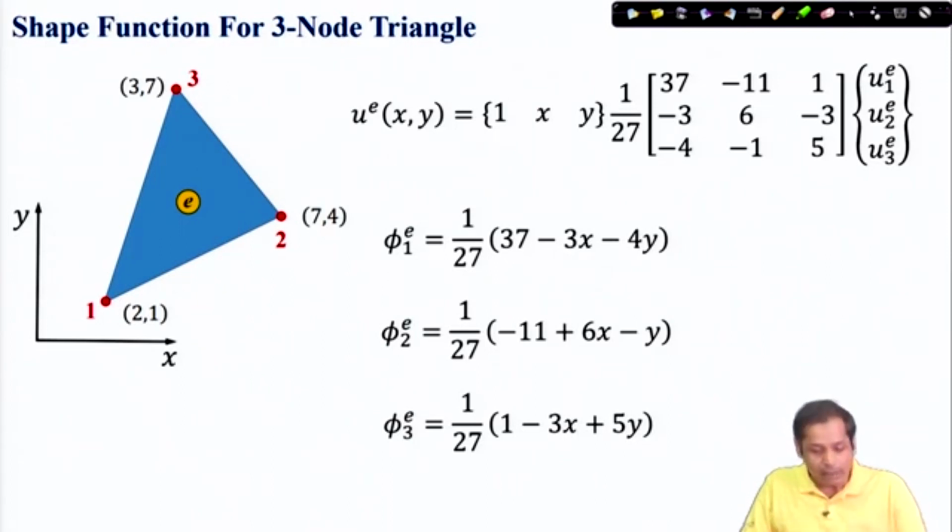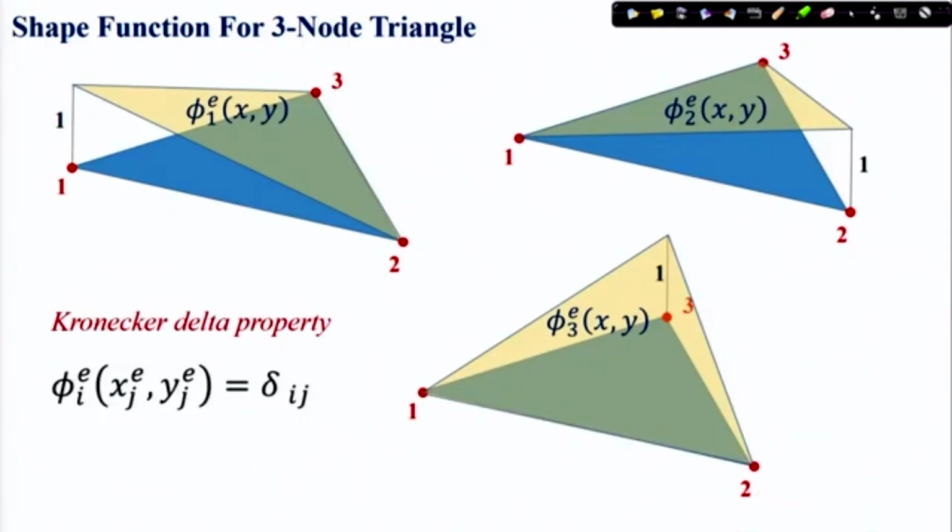Now let us see what the properties of this shape function are. This is how the shape function looks. The first property is the interpolation property, which can be ensured by having a Kronecker delta property. It means that phi i is equal to delta ij, which means that if you evaluate phi at a particular node, it will give you 1, and at the other nodes it will give you 0. So phi 1 will be 1 at node number 1, and at other nodes it will be 0.